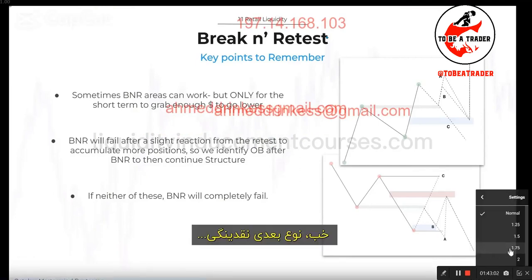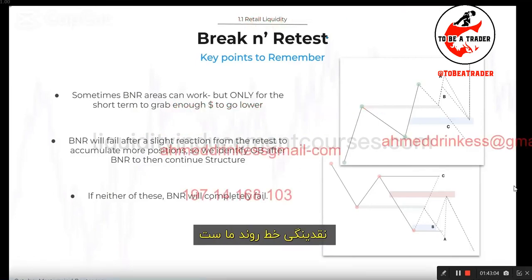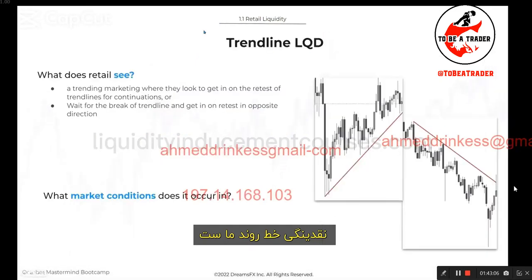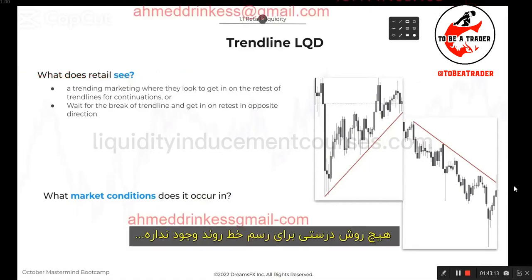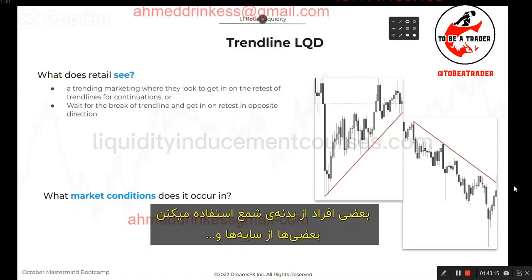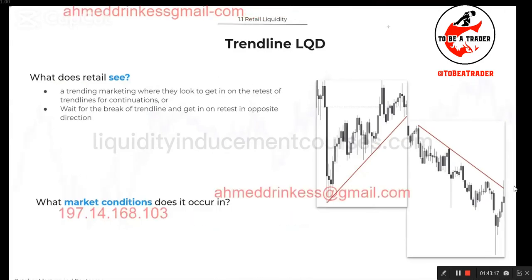All right, so the next type of liquidity, everybody, is going to be our trend line liquidity, our notorious trend lines. Trend lines are very subjective. There's no right way to draw a trend line. Some people use bodies, others use wicks, so on and so forth.